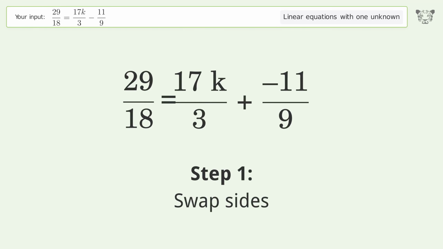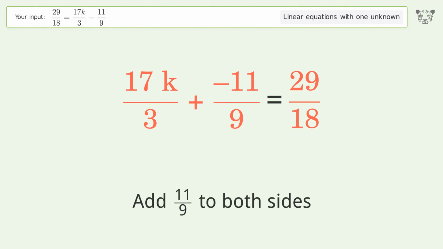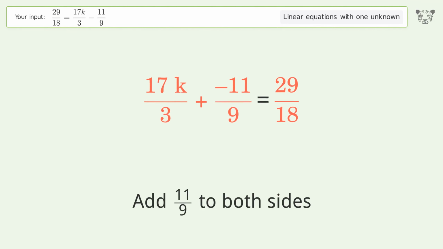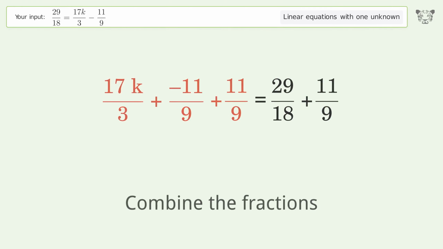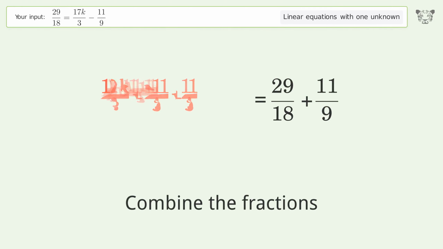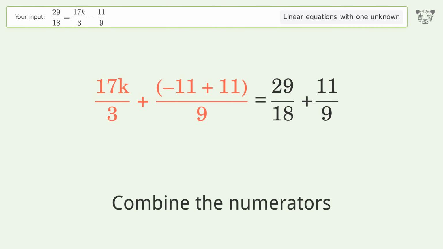Swap sides. Group all constants on the right side of the equation. Add 11 over 9 to both sides. Combine the fractions. Combine the numerators.